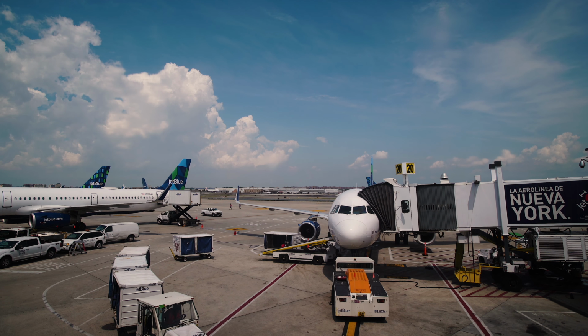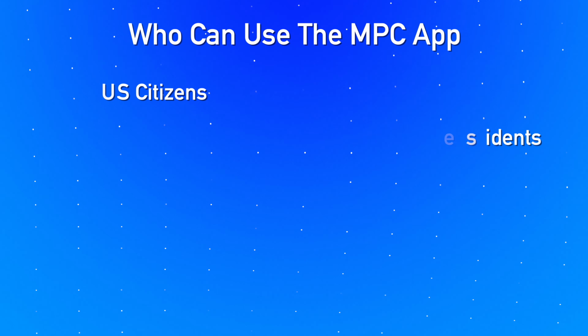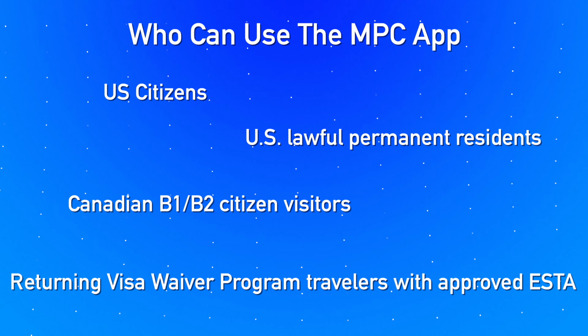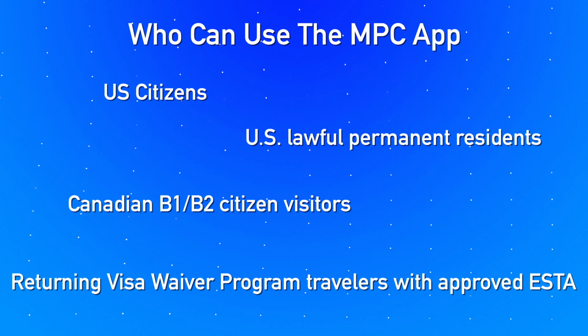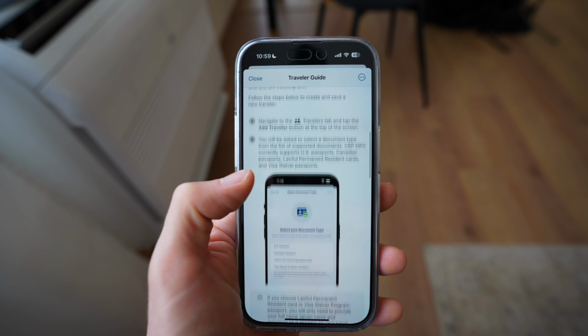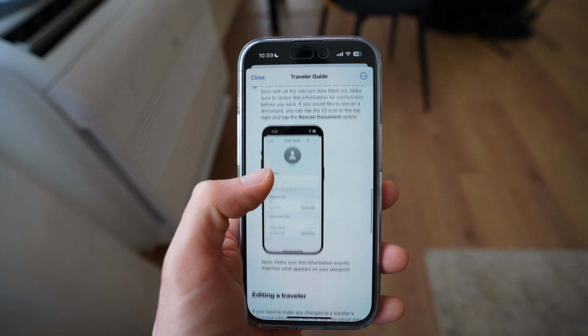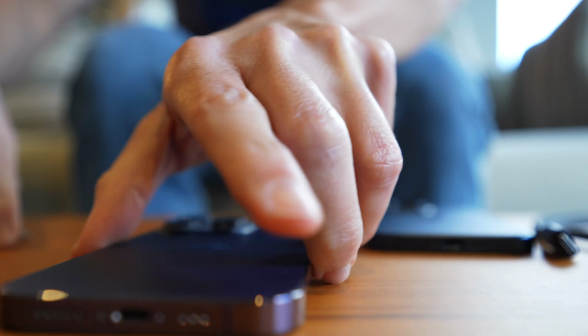The MPC app isn't an option for every traveler, but if you're a US citizen, US lawful permanent resident, Canadian B1 or B2 visitor, or someone who has previously entered on an approved ESTA, then you're eligible to use the MPC app. The information is all stored locally in the app and won't transfer over if you decide to upgrade your phone. So when you're switching phones or if you get a new phone, just keep in mind that you'll have to set up the MPC app one more time before your next trip.